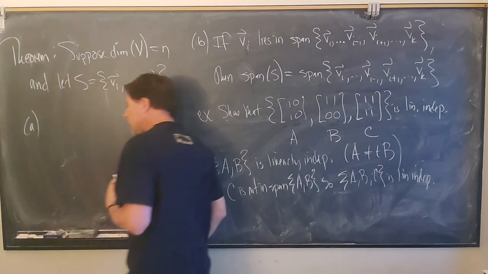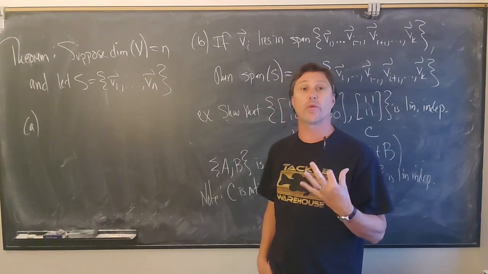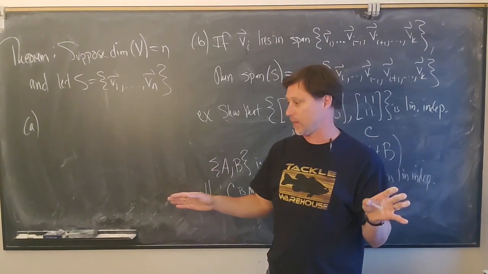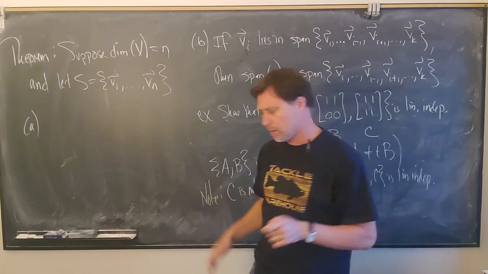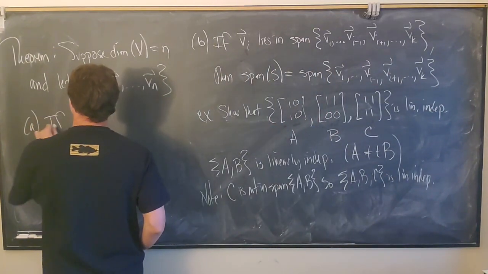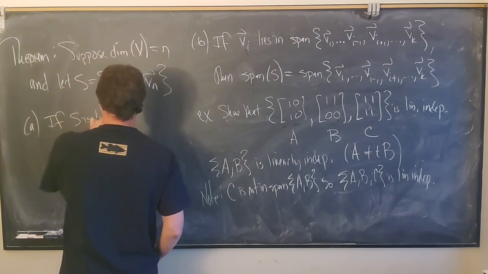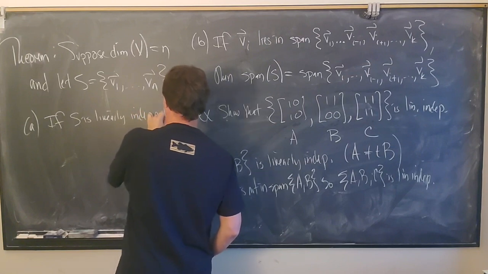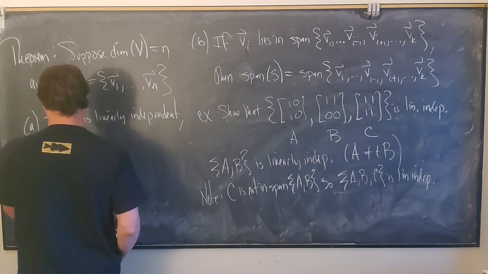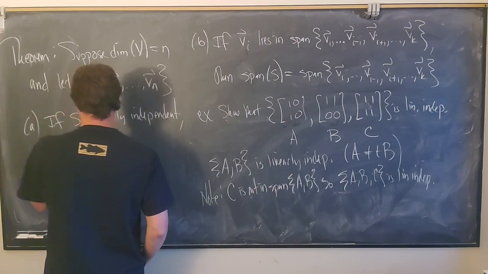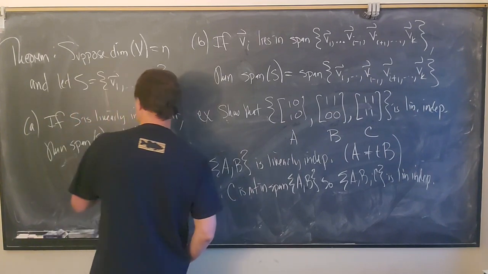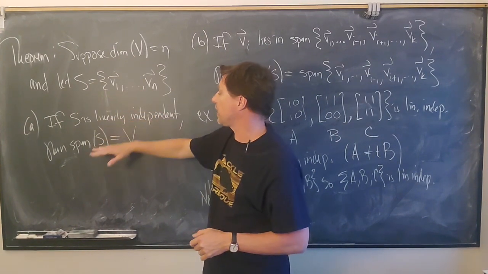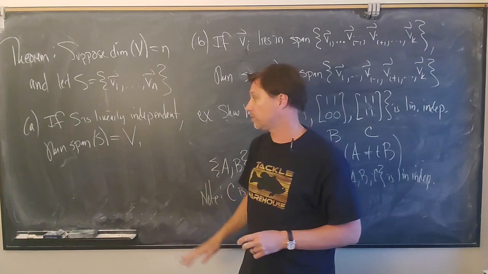What this theorem is going to do is cut the work required to show that we've got a basis in half. Remember, if you've got a basis, it needs to be linearly independent and it needs to span. Right? So there's two things to check. Part A: if S is linearly independent, then the span of S is equal to V. So if you happen to be able to show that your collection of n vectors is linearly independent, then you're guaranteed that it spans the entire space.